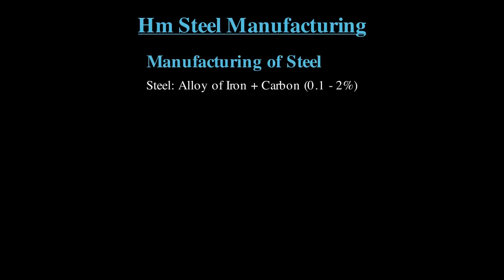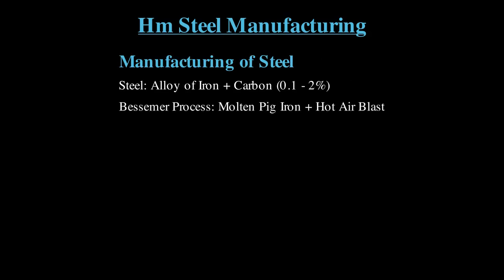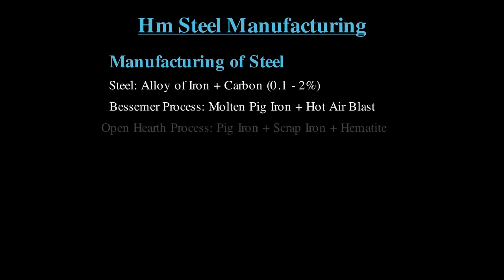The brittle pig iron is refined into steel, which is an alloy of iron with 0.1 to 2% carbon. One key method is the Bessemer process, where a blast of hot air is blown through molten pig iron in a Bessemer converter to oxidize and remove impurities. Another method is the open hearth process, which uses a reverberatory furnace with a charge of pig iron plus scrap iron plus hematite. Steel is classified by carbon content.